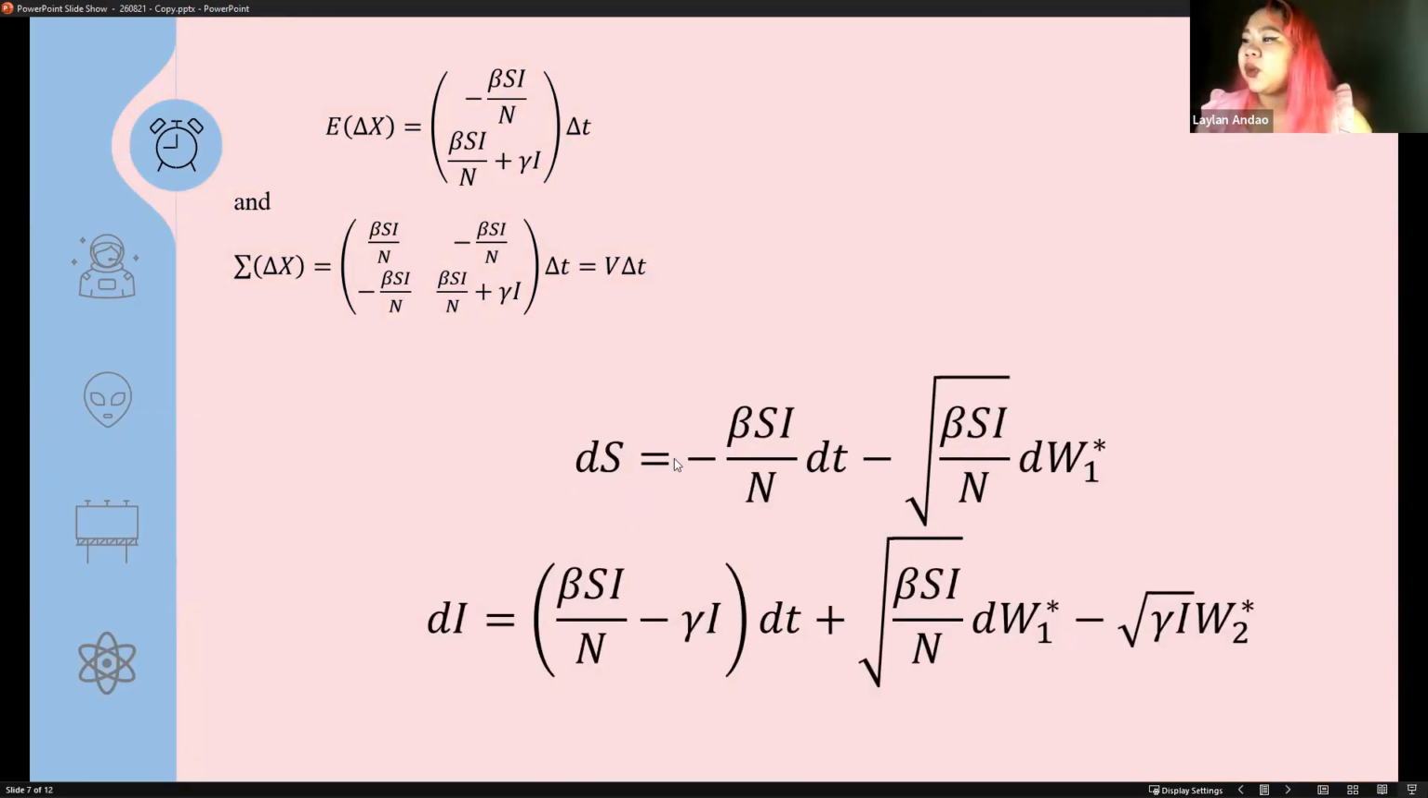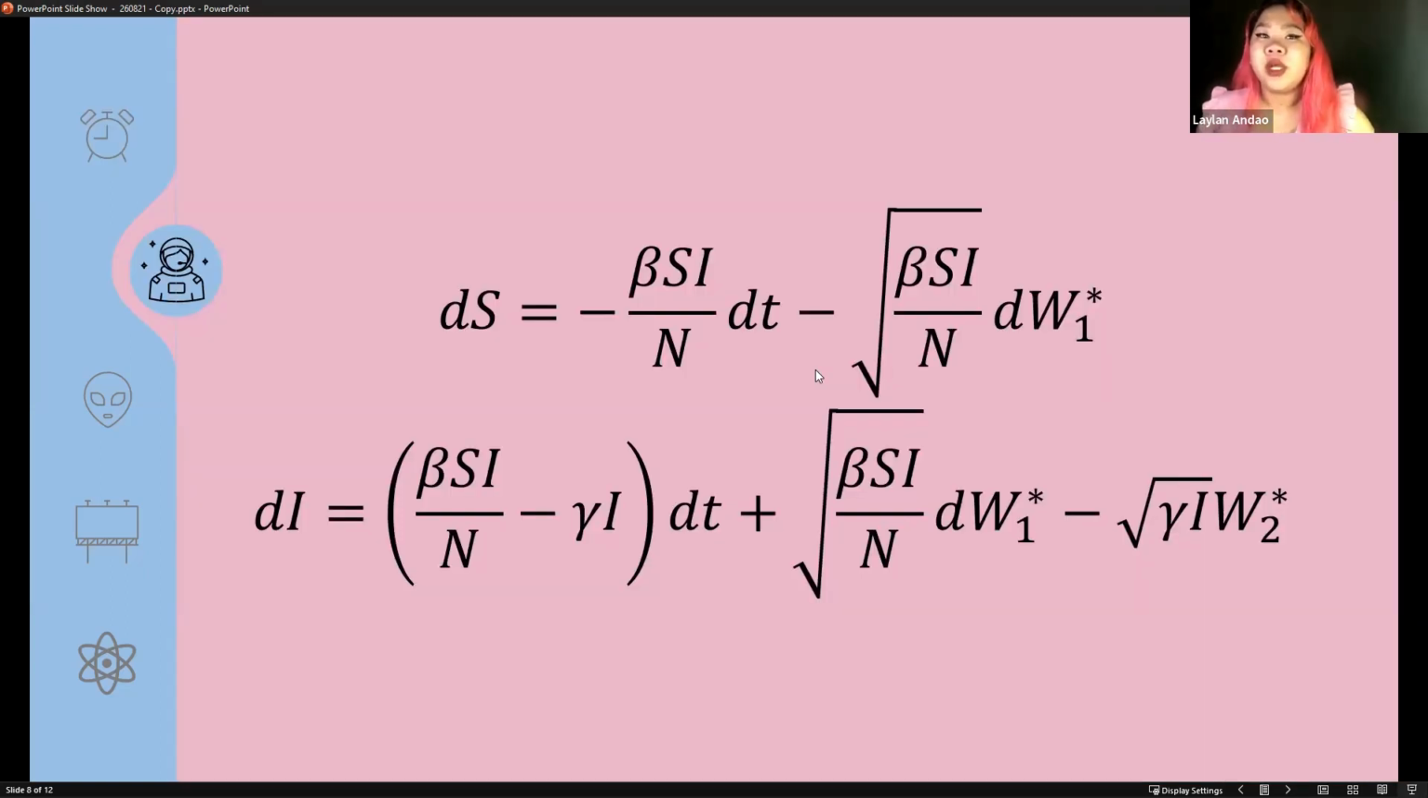The derivative of S is equal to negative beta SI over N dt minus the square root of beta SI over N dW sub 1. And the derivative of I is equal to beta SI over N minus lambda I dt, plus the square root of beta SI over N dW1, and minus here the square root of lambda I dW2.